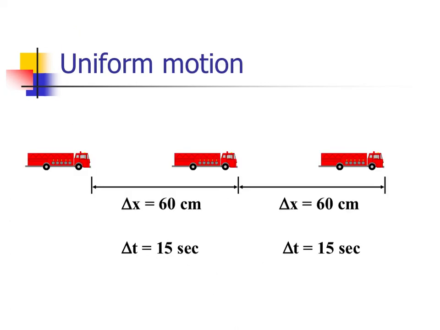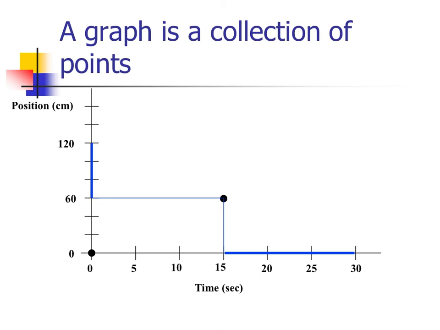Okay, 15 seconds later it goes an additional, and that's a big thing, an additional 60 centimeters. So do we put another dot at 60 and 15? No, because it's an additional amount. We add distance and time to put another dot at 120 and 30.